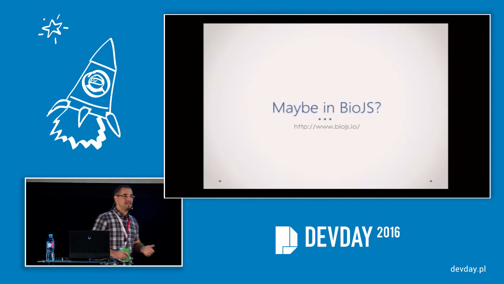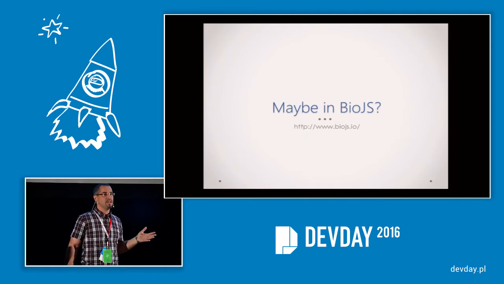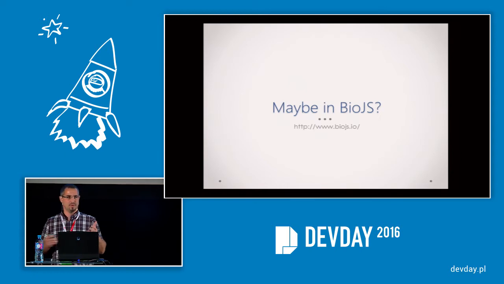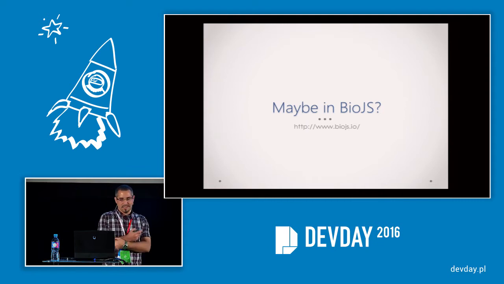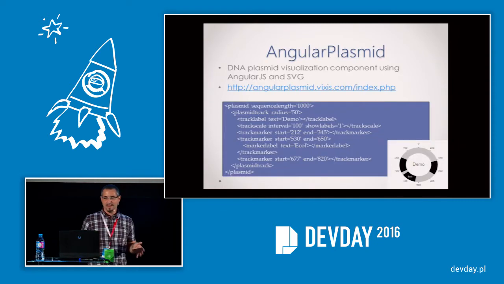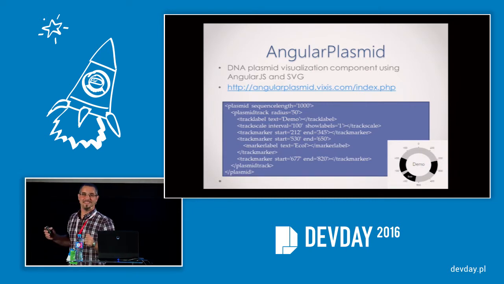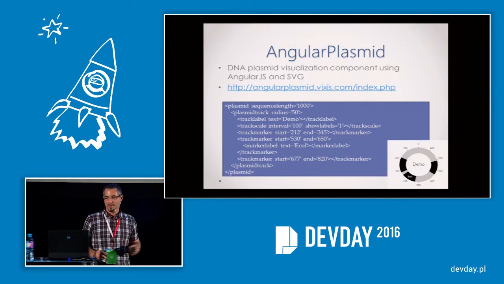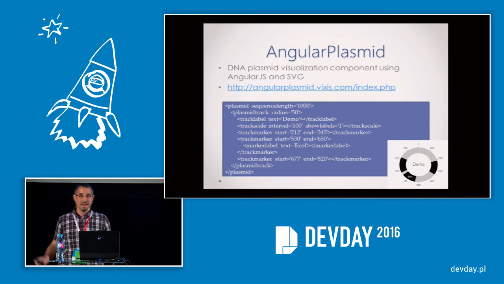Maybe in BioJS, you can write or you can picture that link. BioJS is a repository that includes a lot of libraries out there to help you to do some biology stuff. So I went to BioJS and I searched deeply, and I found Angular Plasmid. Somebody did half of my work. Thank you. So what is Angular Plasmid? It's a DNA plasmid representation or visualization that uses Angular. So you write some fancy elements and you're fine.